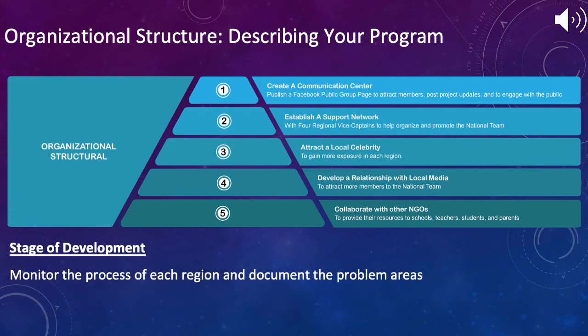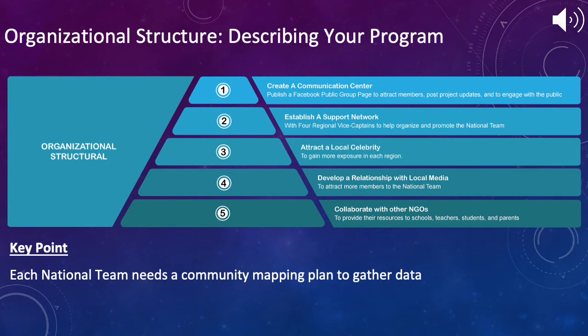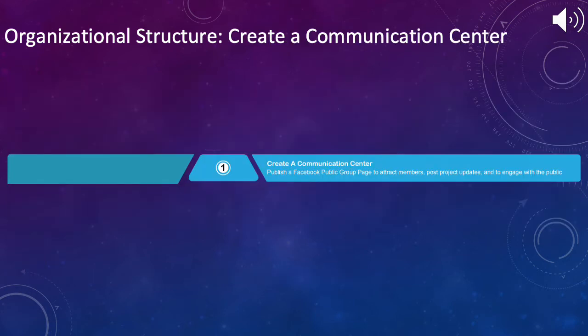Stage of development. Monitor the process of each region and document the problem areas. This is a key point. Each national team needs a community mapping plan to gather data. And now on to the organizational structure itself.